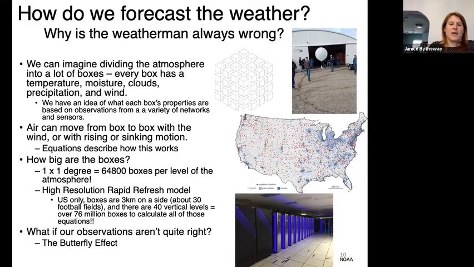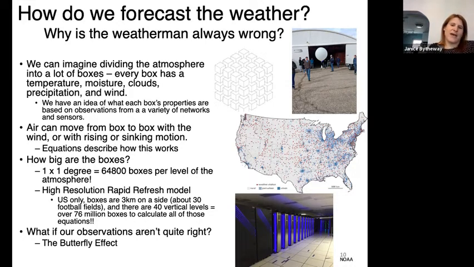So a 1 degree latitude by 1 degree longitude box, that would mean there are 64,800 boxes over the whole globe. And that's only one level. Now the model we use to forecast here in the US usually is called the High Resolution Rapid Refresh model. And that has boxes that are about 3 football fields on one side. So you can imagine 3 football fields as a square. And then there are 40 of those going up to the top of the atmosphere. So that means there's over 76 million boxes to do all those calculations in every time you want to produce a forecast. And that's just one forecast.